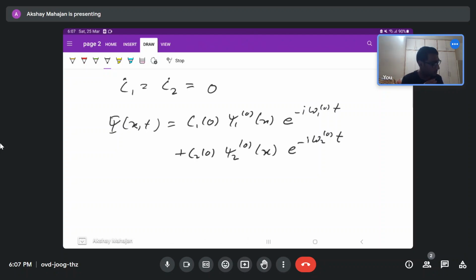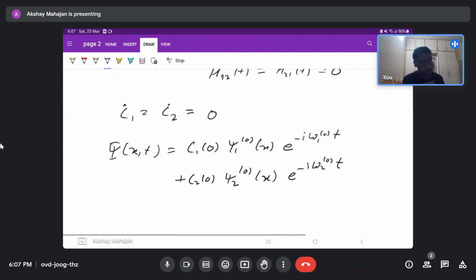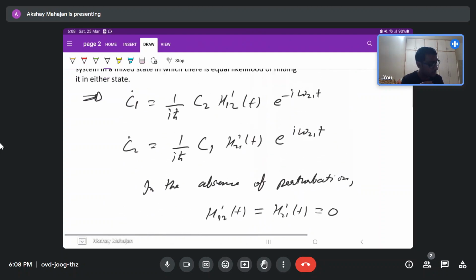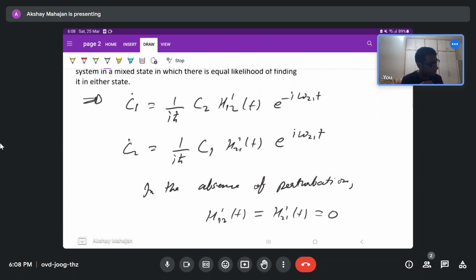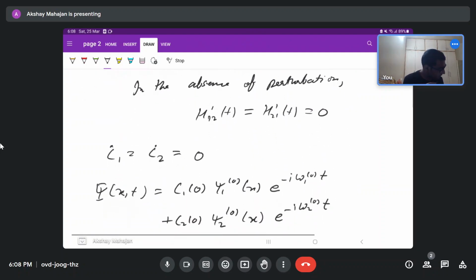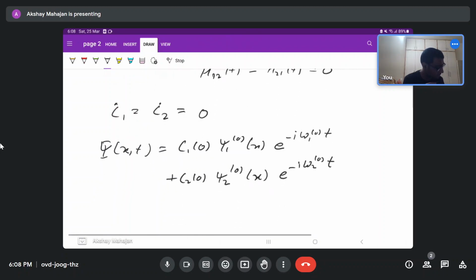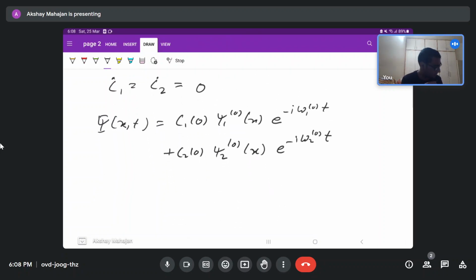We know that if there is no perturbation, then my wave function will oscillate with time, but the composition doesn't change. So in the absence of perturbation, the composition of both the wave functions will be fixed.